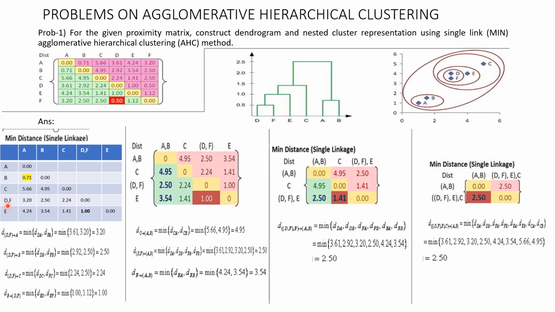Similarly, please calculate distance from D, F to C. It is nothing but, because we are using the single link min method, the minimum of D to C or F to C. What is D to C? D to C is 2.24, right? What is F to C? F to C is 2.5. So the minimum is 2.24, that is written here.